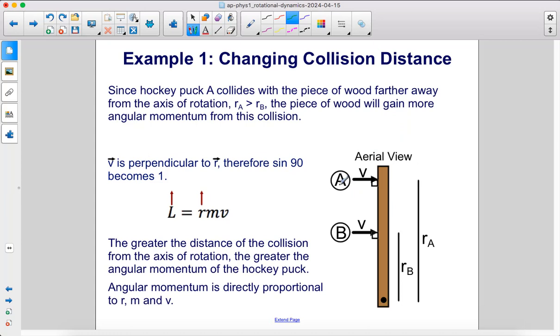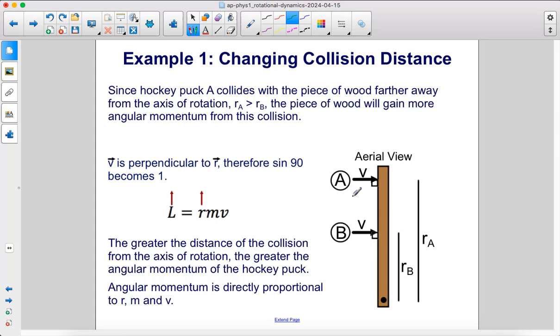Since hockey puck A collides with the piece of wood farther away from the axis of rotation, see how RA is greater than RB, the piece of wood will gain more angular momentum from that collision. See, V here is perpendicular to R, therefore sine 90 becomes 1, and therefore this equation becomes the angular momentum of the hockey puck is RmV.